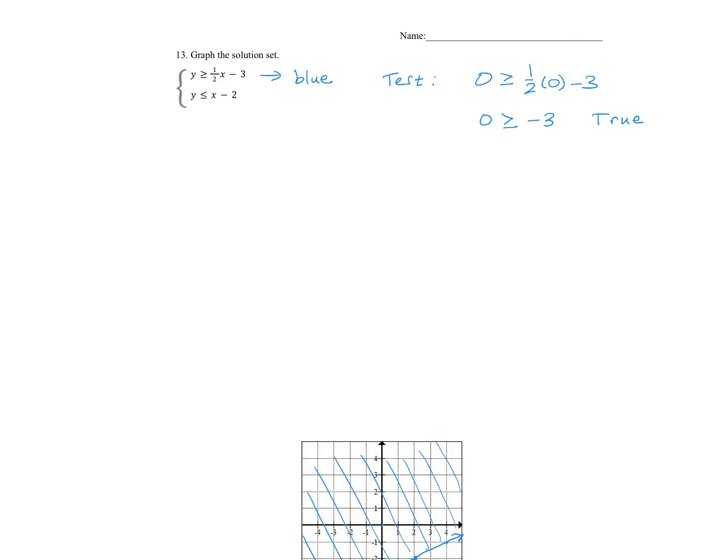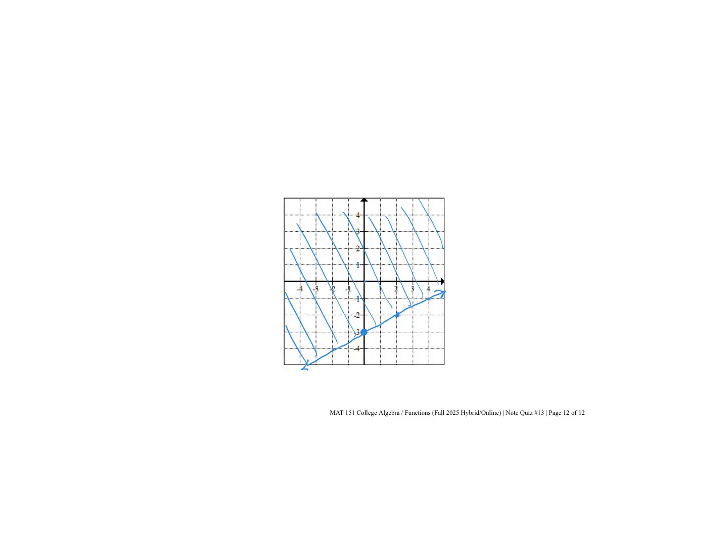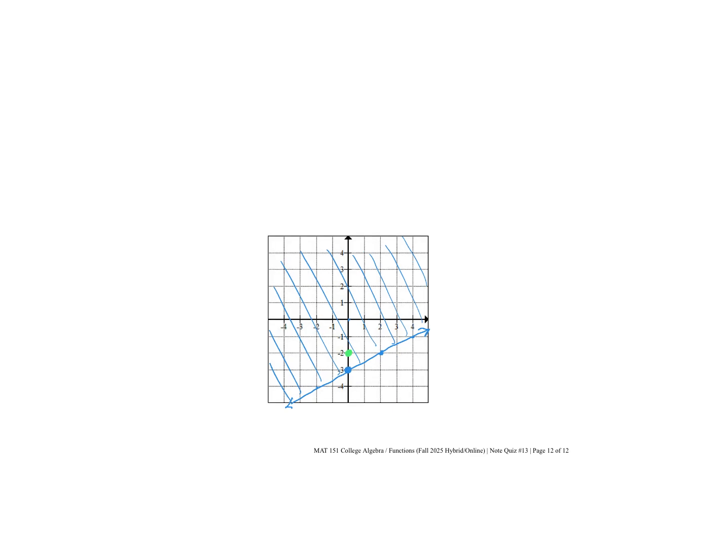And so for the second one, we're going to graph that one in green. Again, it's already solved for y, which makes it nice. It's got a y-intercept of negative 2. And it's got a slope of 1. So which means we rise 1 and we run over 1. So the green line is going to be the other barrier. You will notice it's also an equals bar under the less than. So we're going to graph this with a solid line because of that.